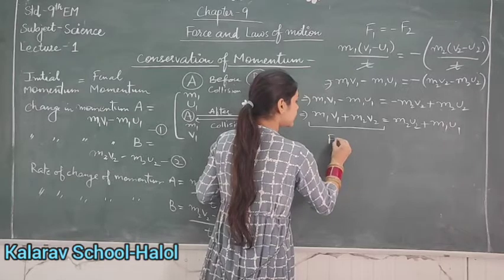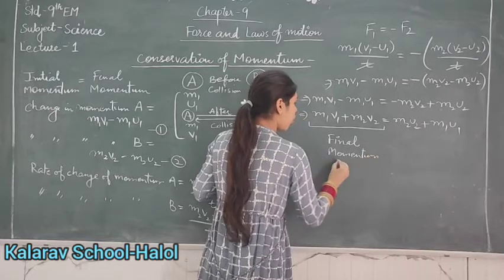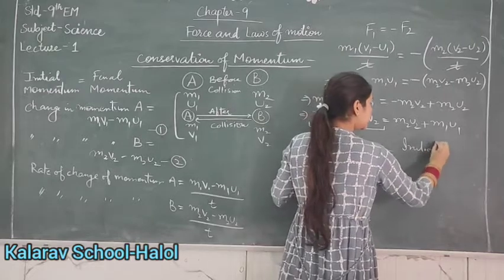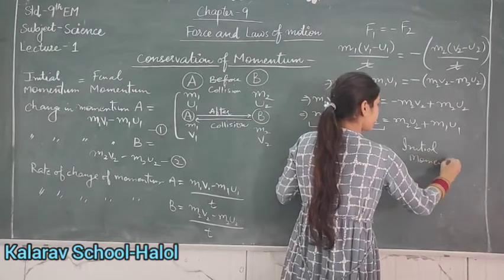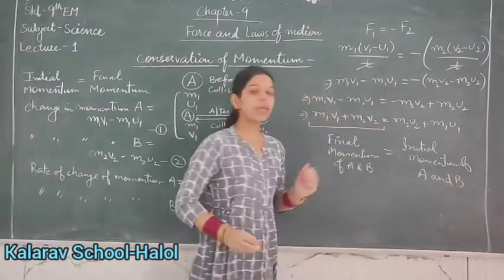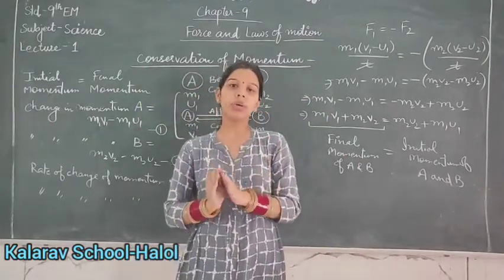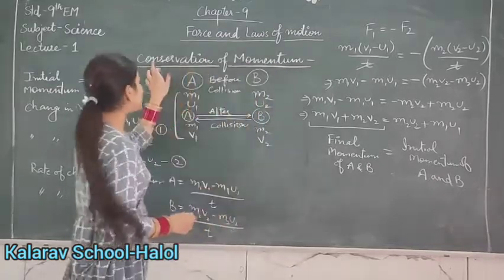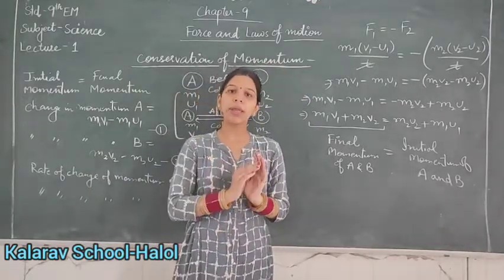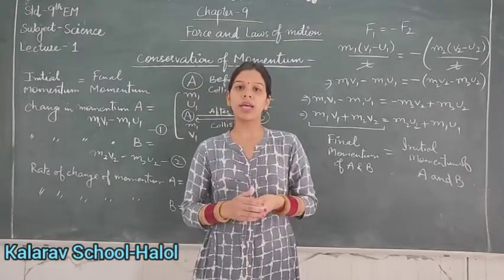We can say that it is the final momentum of A and B, which is equal to the initial momentum of A and B. So from this we conclude that the momentum of a body before and after the collision remains conserved. So this is the law of conservation of momentum. With the completion of this topic, we have completed chapter number 9 along with the syllabus of class 9. Thank you.